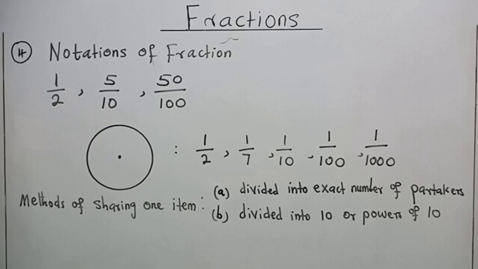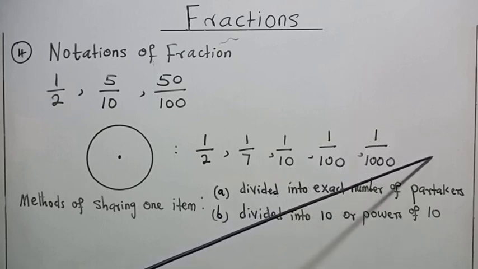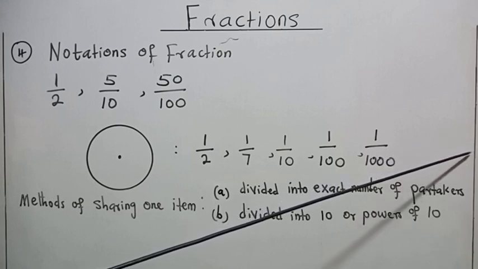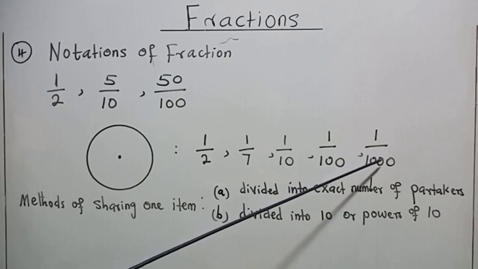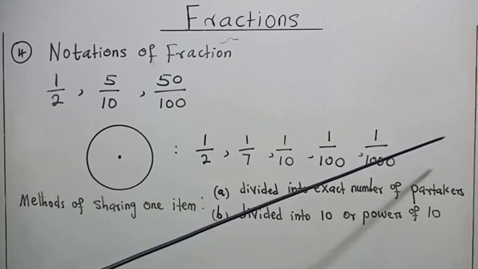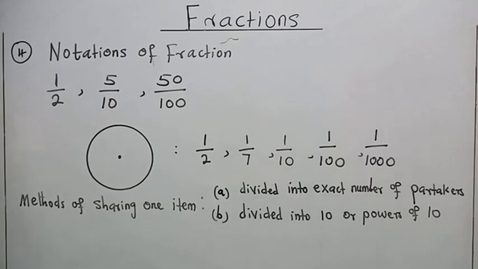What about dividing into 100 and into 1,000? The next will be 10,000. The next will be 100,000. The next will be 1 million. So 10, 100, 1,000, 10,000, 100,000, 1 million, and in that order are all called whole number powers of 10.